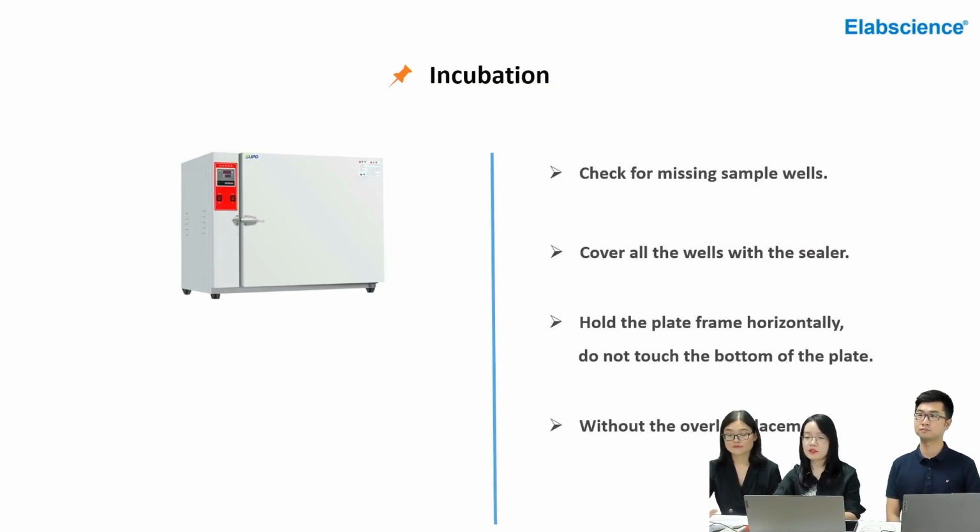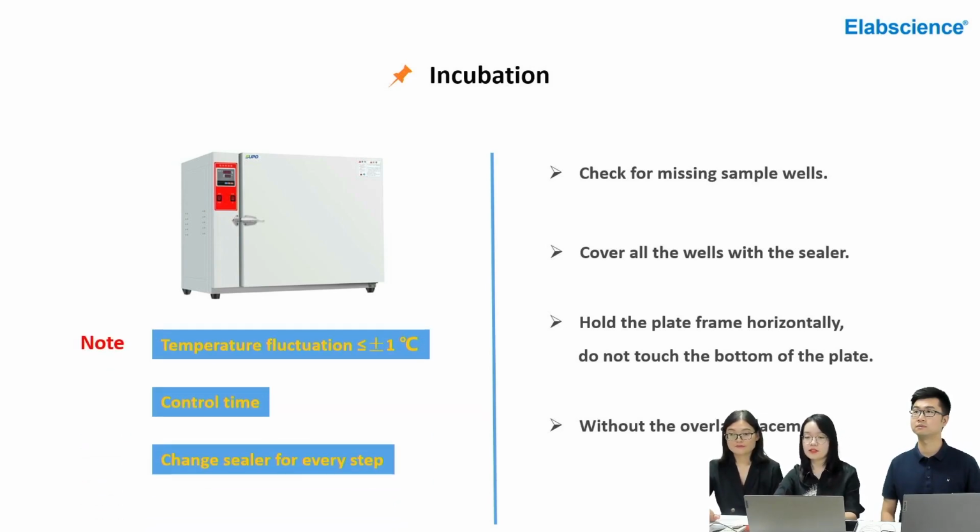The second step is the incubation. Before the incubation, it's necessary to check whether there are omissions in the last addition steps. If not, promptly adhere a suitably sized sealer on the ELISA plate and then mark it accordingly. Horizontally move the plate to the 37 degree incubator without overlapping placement. Note that during this process, the incubation temperature, the incubation time, and the color development time must be strictly controlled, and a new sealer needs to be used for each incubation step.